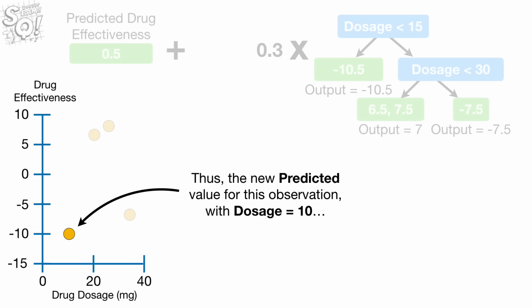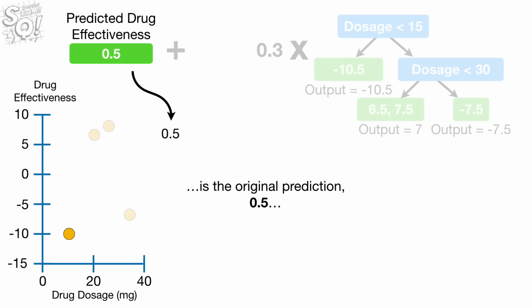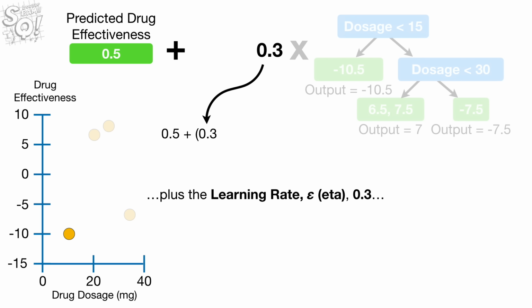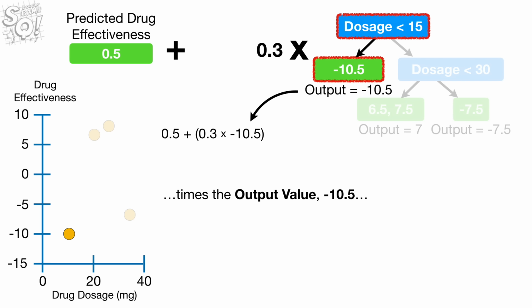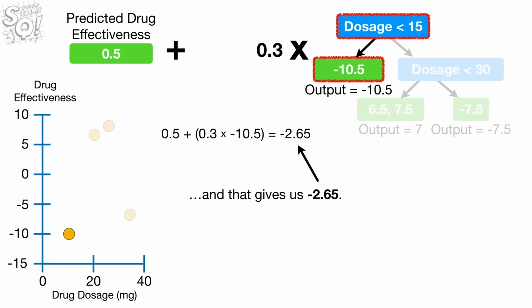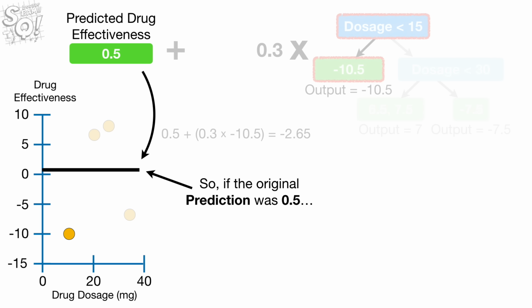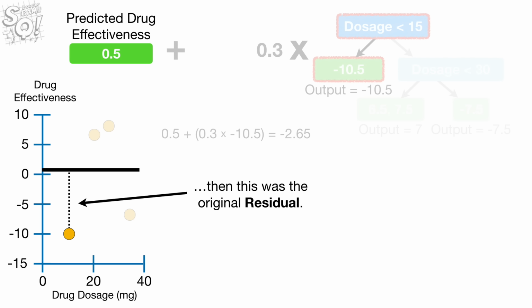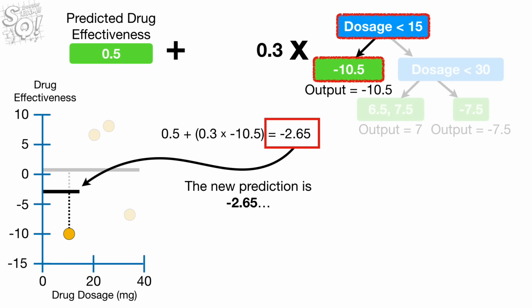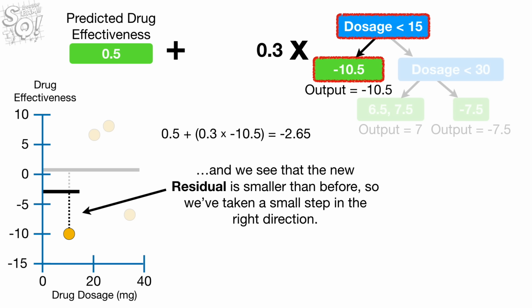Thus, the new predicted value for this observation with dosage equal to 10 is the original prediction, 0.5, plus the learning rate, eta, 0.3, times the output value, negative 10.5. And that gives us negative 2.65. So, if the original prediction was 0.5, then this was the original residual. The new prediction is negative 2.65, and we see that the new residual is smaller than before, so we've taken a small step in the right direction.